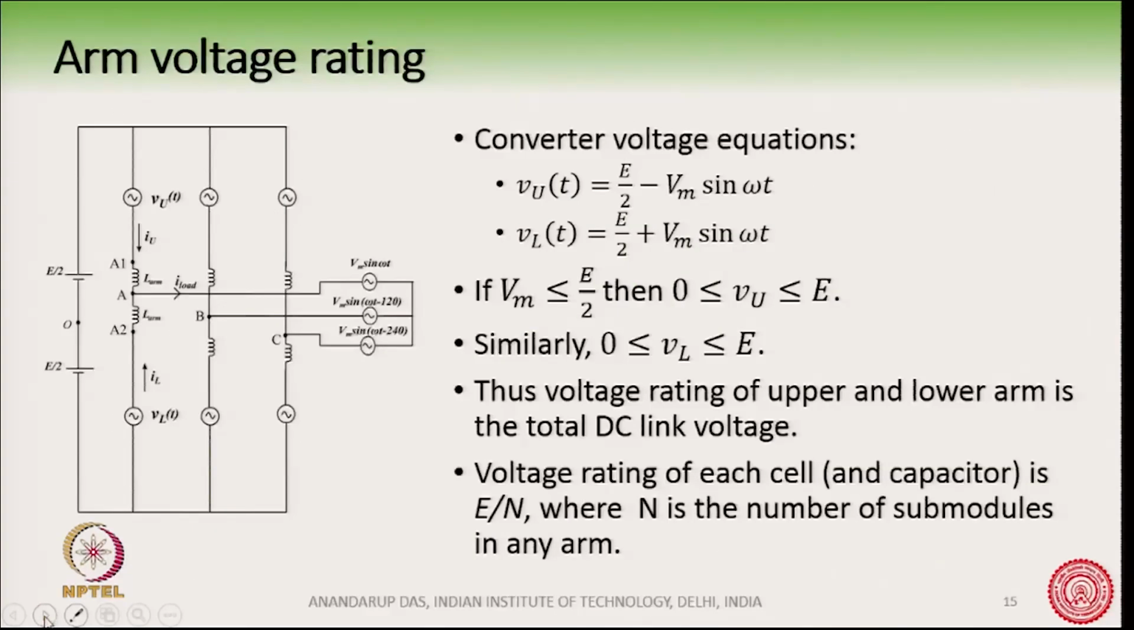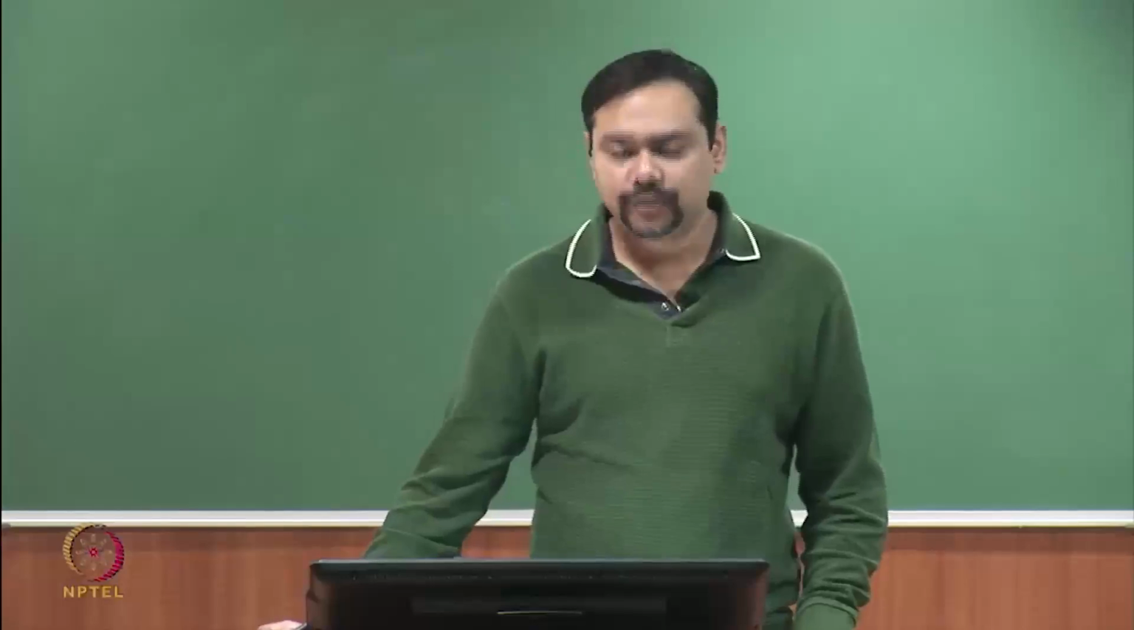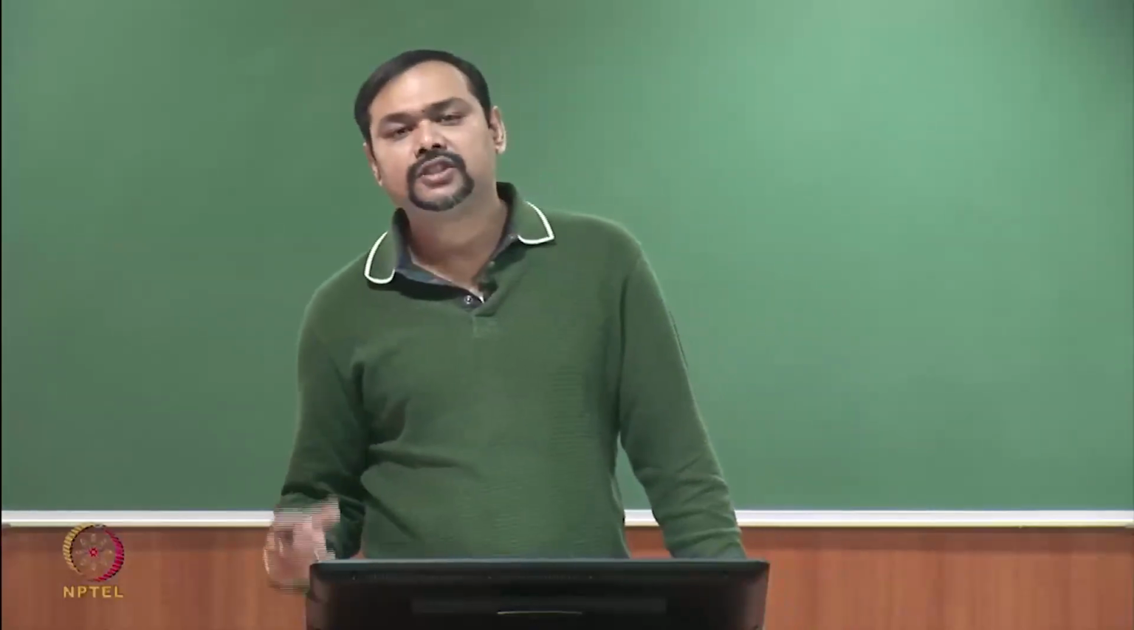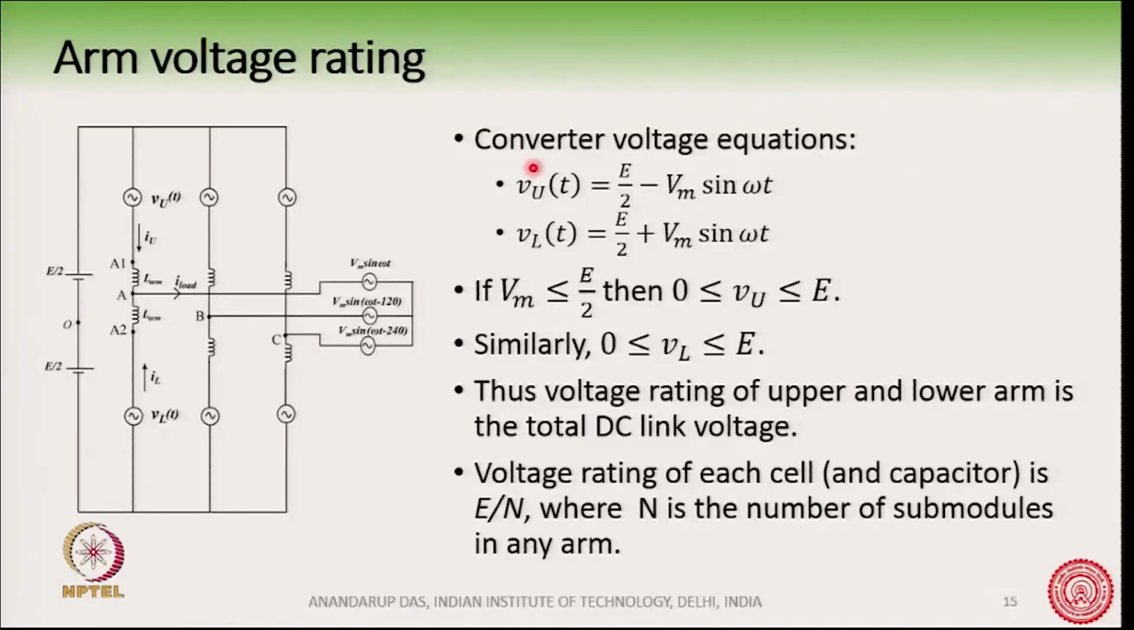So, today first we will see what the arm voltage is, how much arm voltage needs to be produced from the converter, or how much is the blocking capacity of the arm. If we see the equation, we will rewrite it here; we have seen this equation earlier. V u is E by 2 minus V m sin omega t, and V L is E by 2 plus V m sin omega t. V u is the upper controllable voltage source, and V L is the lower controllable voltage source in any particular phase.